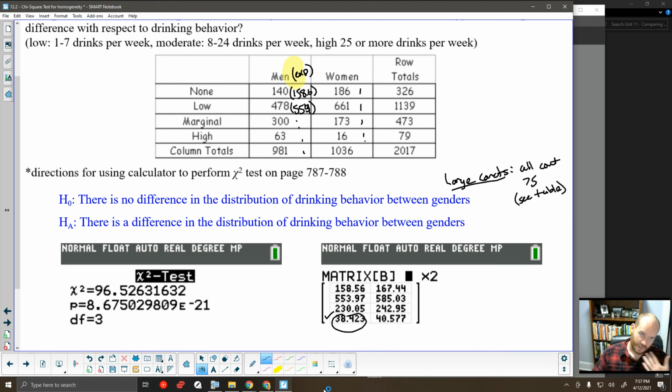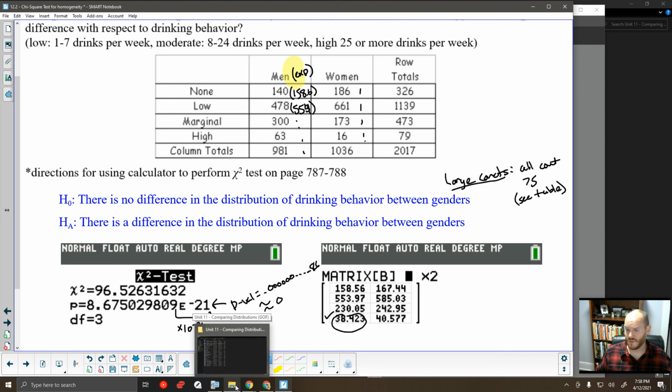So that's using the calculator. From here, also the reason I have this question is that if you ever get one of these weird p-values, this e to the negative 21 is calculator shorthand for times 10 to the negative 21st power. So what that tells me about this p-value is that it's 0.000000 20 times 86. So it's essentially 0. The p-value is essentially 0.